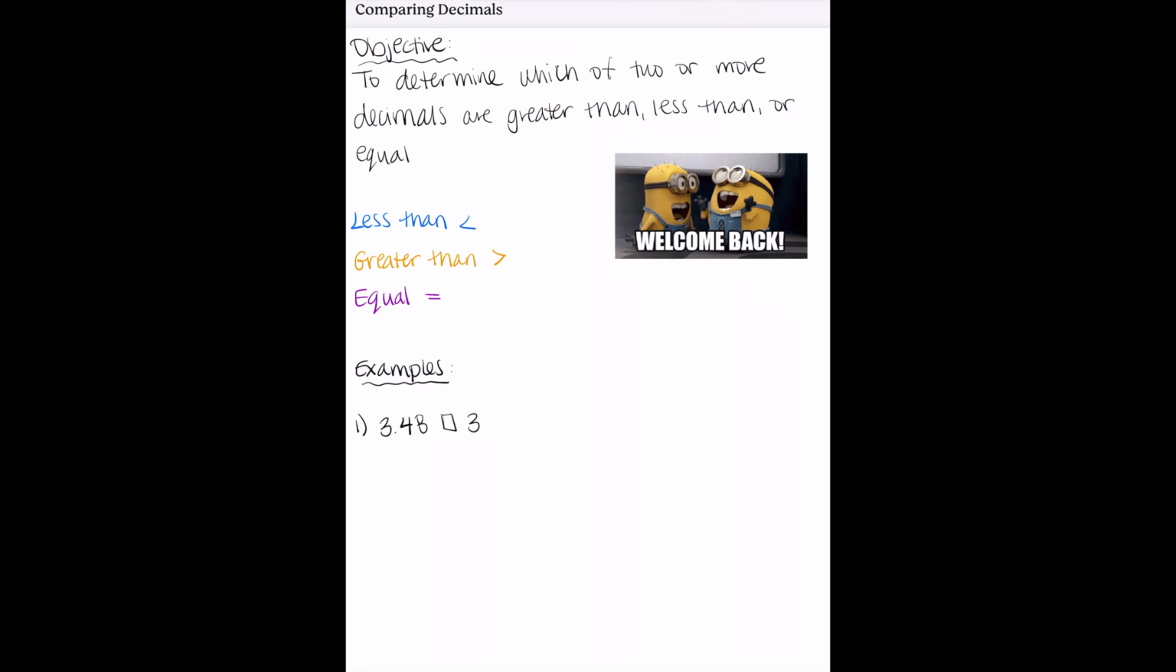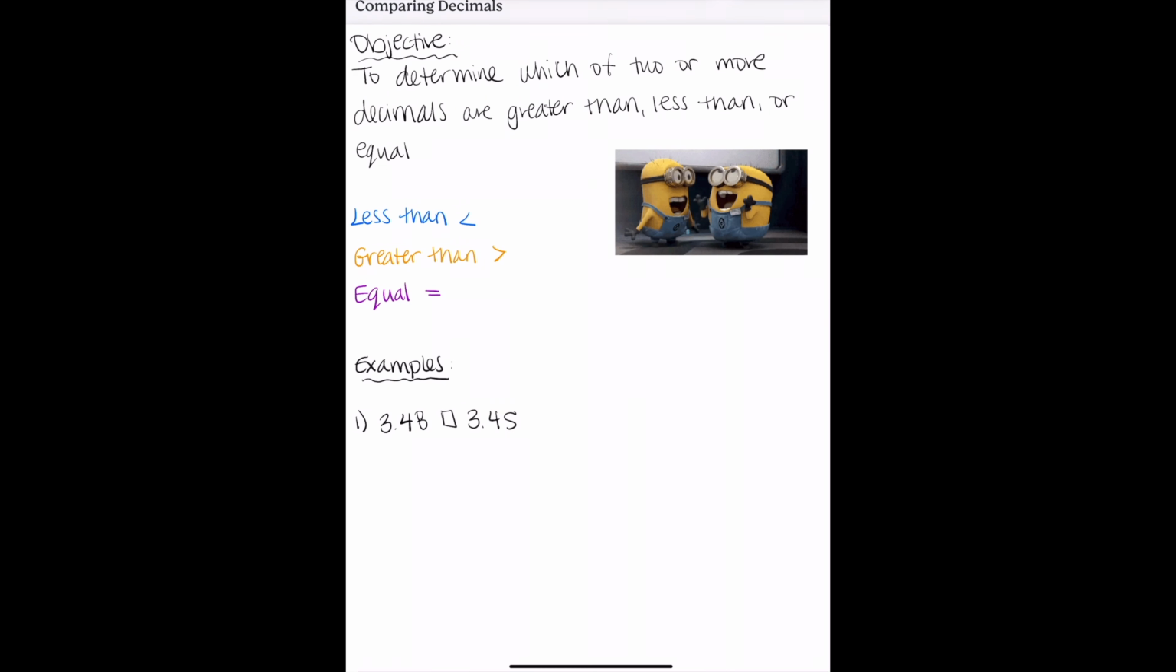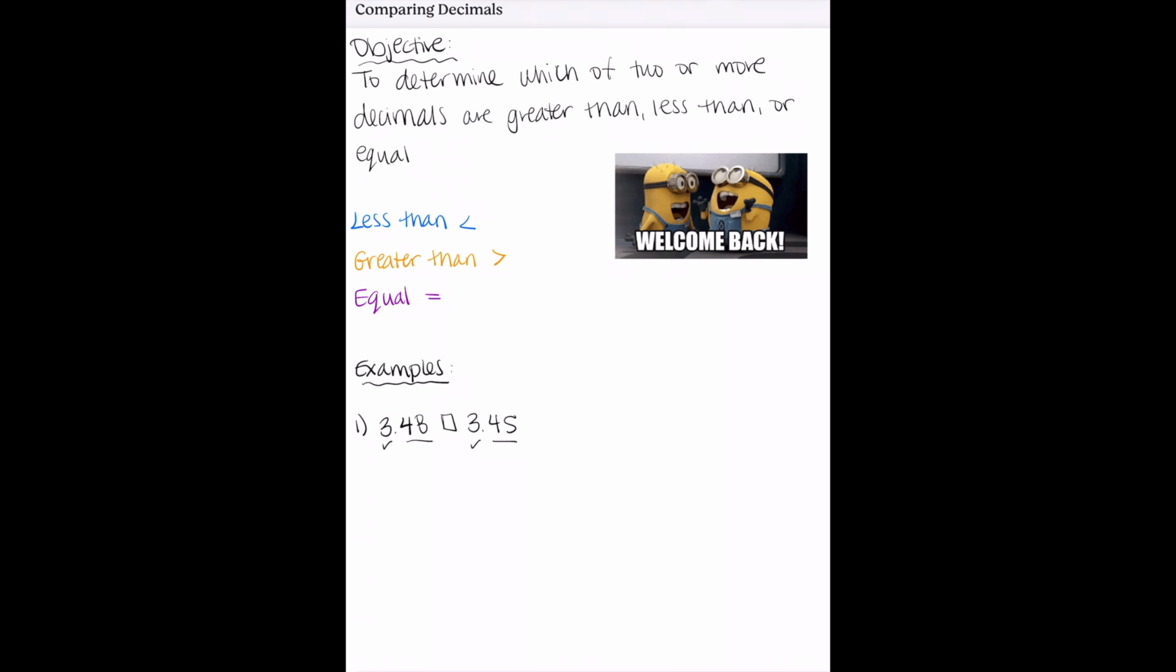For number 1, we have 3.48, or 3 and 48 hundredths, and we're comparing that to 3.45, or 3 and 45 hundredths. Looking at our decimals, they both have a 3. So we're comparing our hundredths, and we have 48 hundredths compared to 45 hundredths. 48 is going to be greater than 45, right? So we'll fill that in with a greater than sign. All right, you guys, we're going to follow the same steps in comparing the rest of our examples. We'll get into number 2 now.